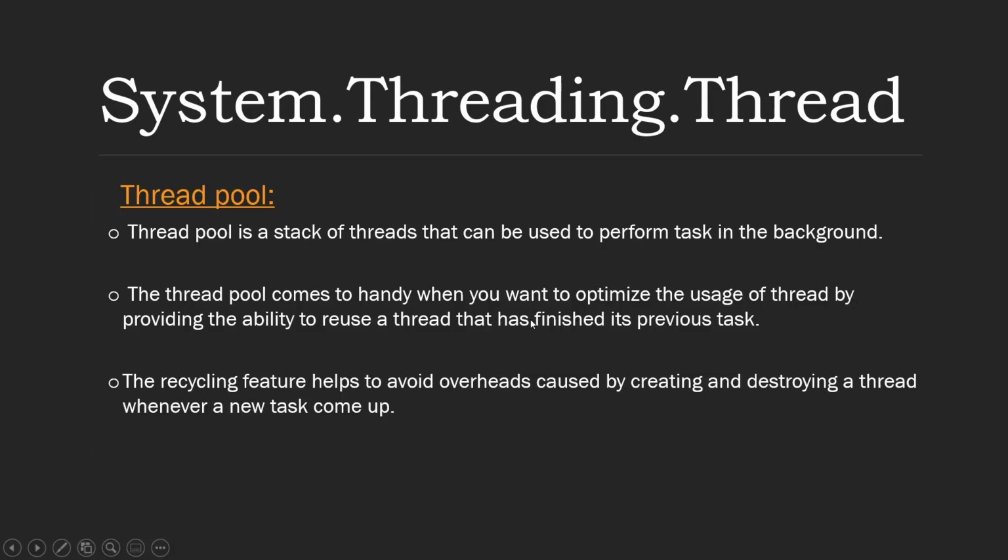Let's move to the thread pool. A thread pool is a stack of threads that can be used to perform tasks in the background. The thread pool comes in handy when you want to optimize the usage of threads by providing the ability to reuse a thread that has finished its previous task. And you don't have to manage the threads, like creating thread instances, because this is handled by the CLR. The recycling feature helps to avoid overhead caused by creating and destroying a thread whenever a new task comes up.